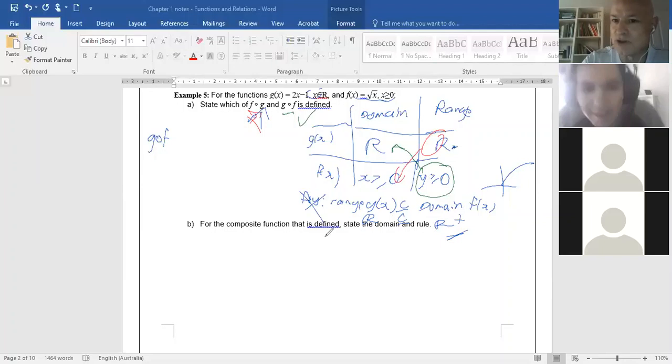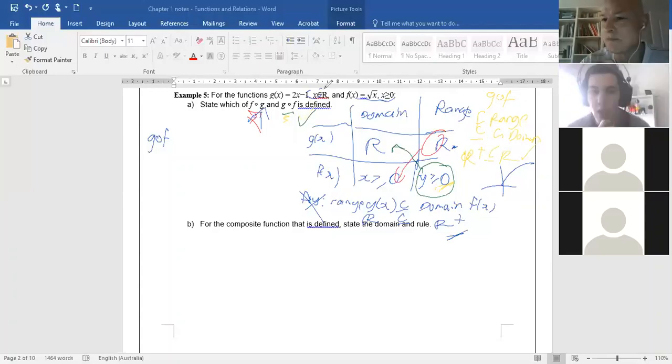Okay. While we do the other one, which is gof, we want the range of f to be a subset of the domain of g. The range of f is greater than or equal to 0. So 0 or greater, I'll say reals positive. Is that a subset of reals? Yes, it is. So this one is defined. Does that make sense?